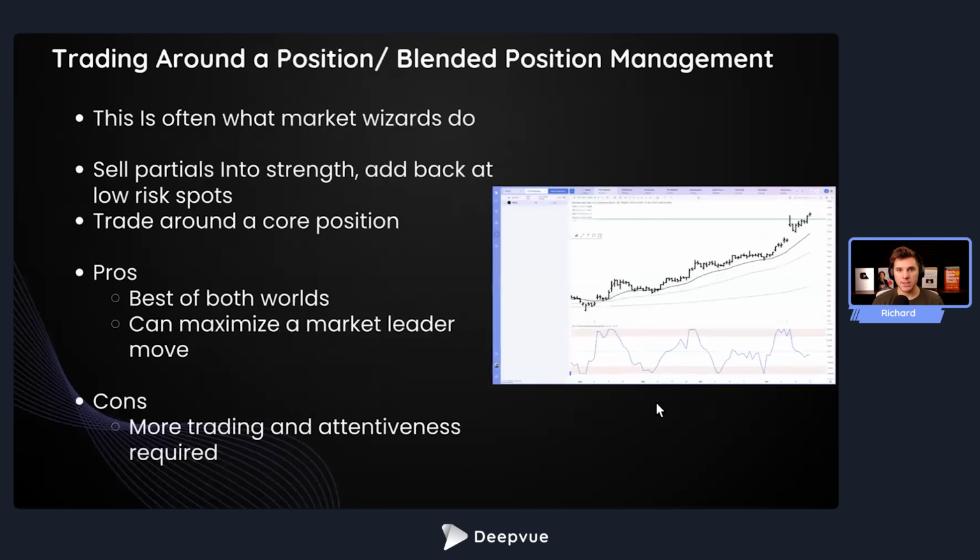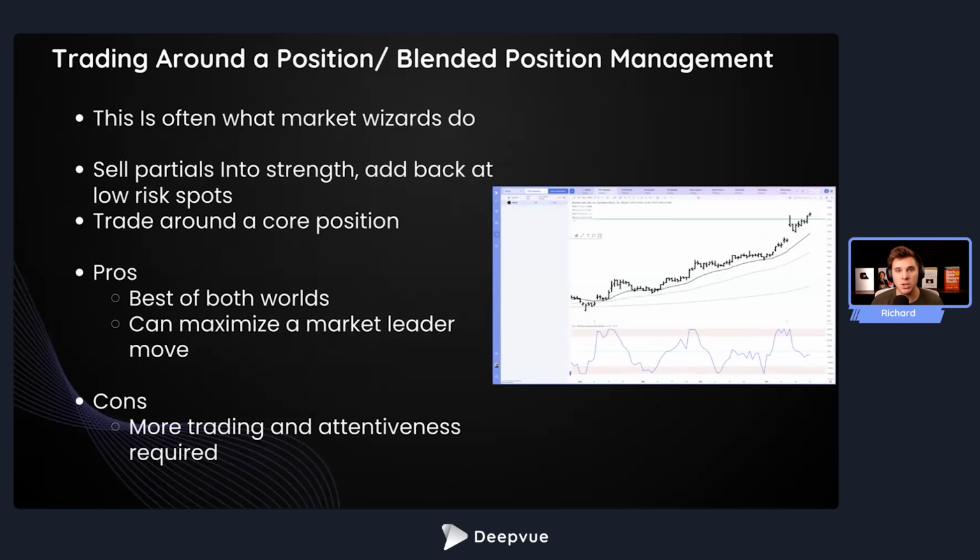All right, so we've talked about selling into strength. We've talked about selling into weakness, but there's always the potential for a blended approach. And this is what a lot of the market wizards end up doing. Mark Minervini, Oliver Kell, these fantastic traders that put up triple-digit returns. They often use a blended approach among their core positions.